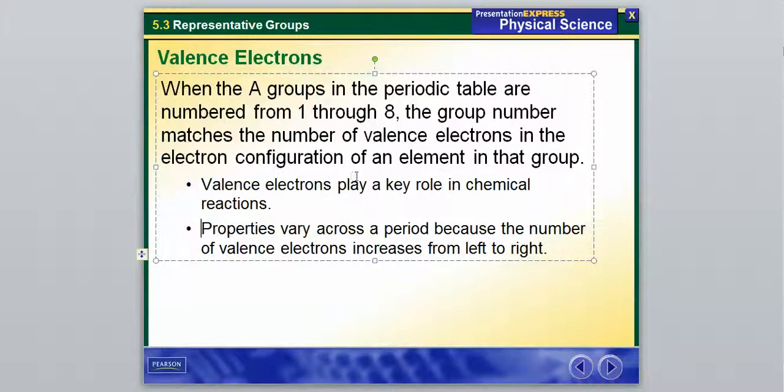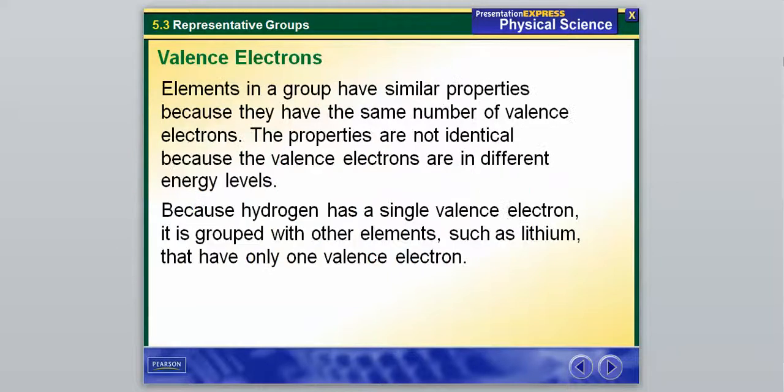So all of this is really important, and I know it can be a little bit confusing, but we will go back over it again. So make sure you write down anything you're confused about with these valence electrons, because like I said, it might take us a couple tries to really fully grasp these.